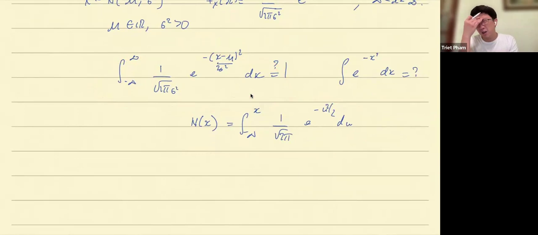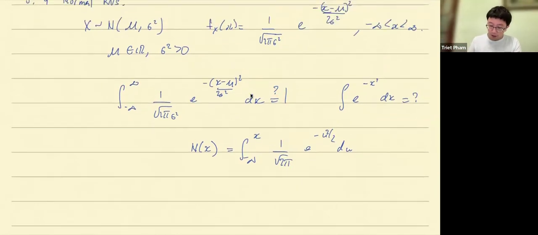It's not an analytic function, I think. Well, e to minus x squared is not even an analytic function to begin with. I think it's just not an explicit function, okay?